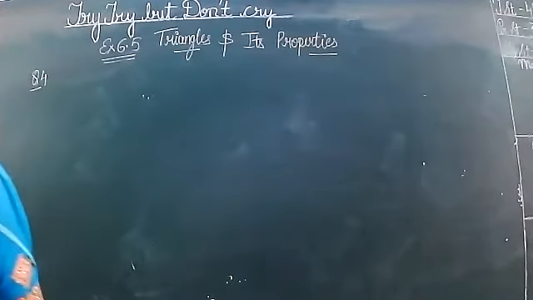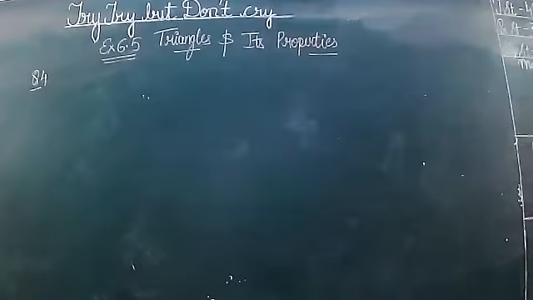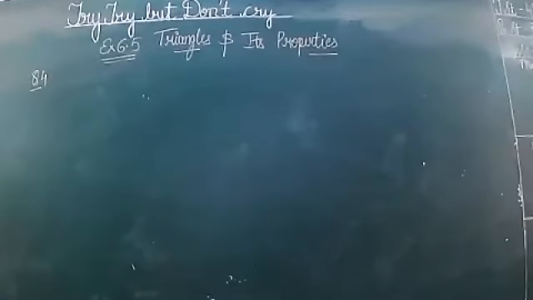What are the 6 elements? 3 sides and 3 angles are called the 6 elements of a triangle. And we have discussed one particular type of triangle. What's the name of that triangle?